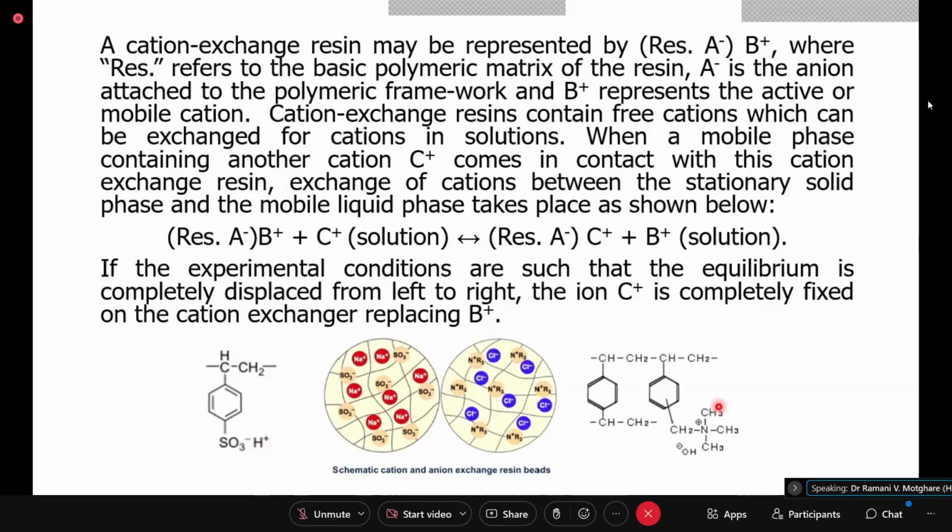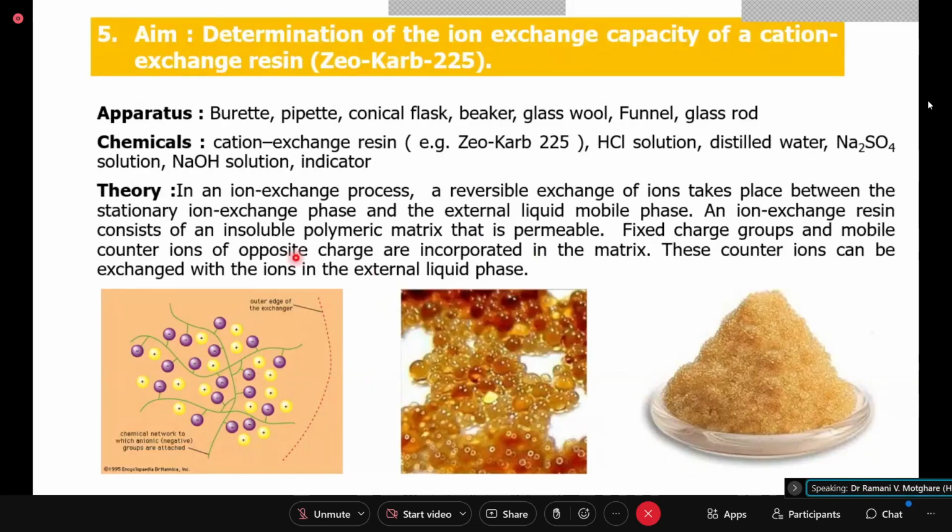Now, another type of resin has CH2, a tertiary amine, having a positive charge, and OH having negative charge. In this, OH becomes the counter anion that can be exchanged. So the fixed charge group is positively charged in an anion exchange resin. Are you getting? Now, in this particular experiment, we are trying to study the cation exchange capacity, the ion exchange capacity.